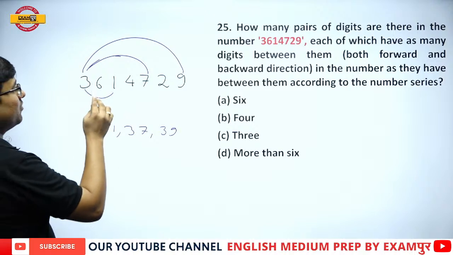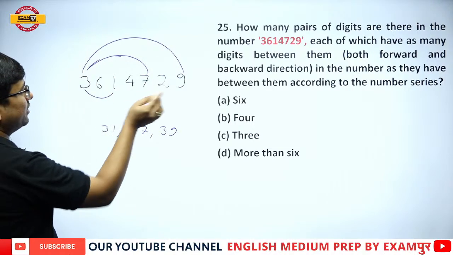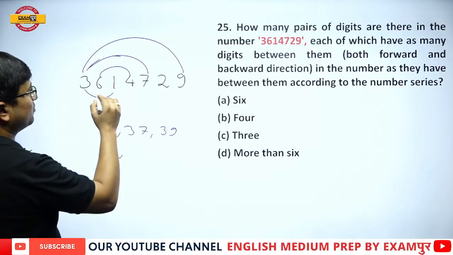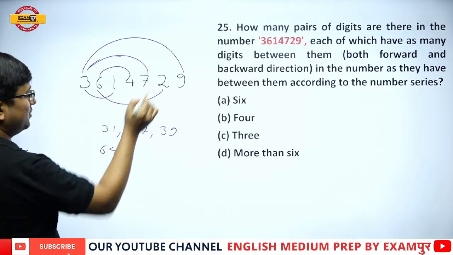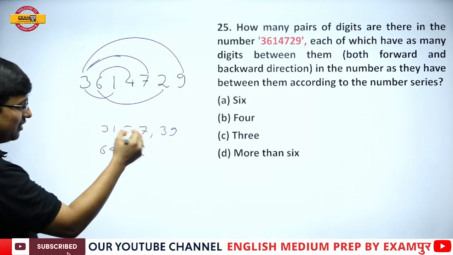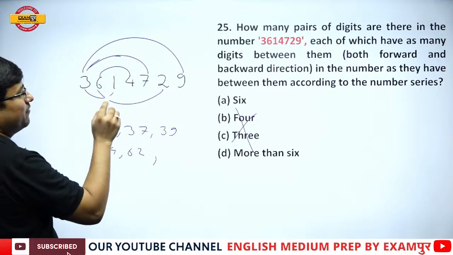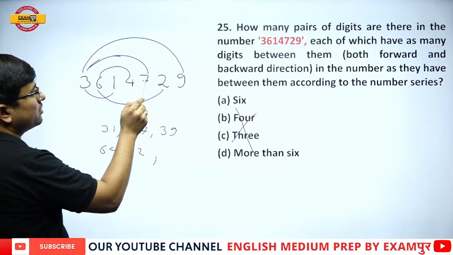Now, next. See, from 6, forward order, 7, 8, 9, 10, 11. Backward, 5, 4. And then 3, 2. From 6, 5, 4. And then 5, 4, 3, 2. So, 6, 2 is also one pair. So, already 5 pairs. So, this is gone. Next, my dear students, from 1. From 1, 2, 3, 4, 5, no.